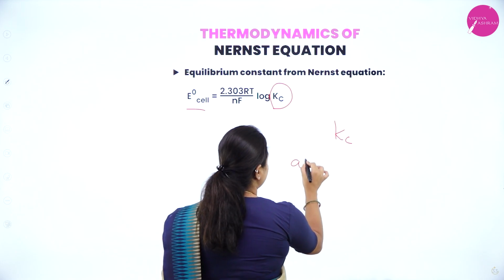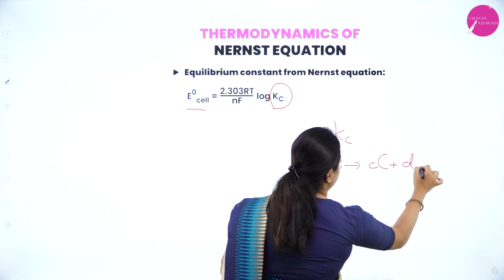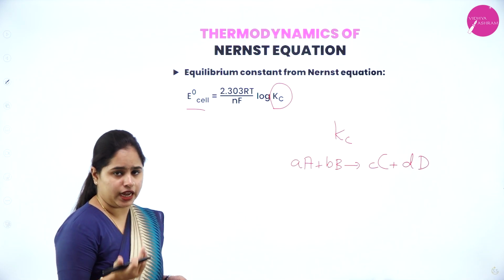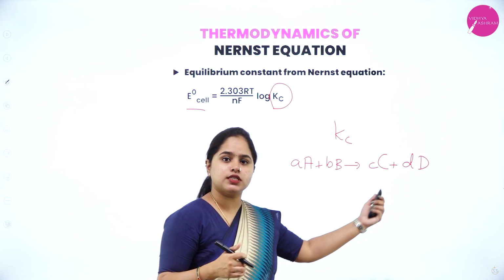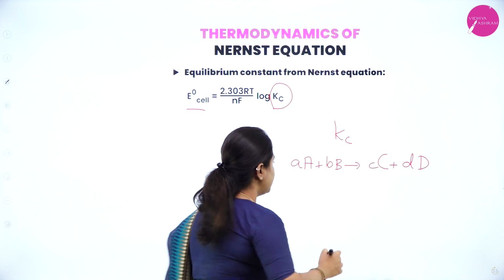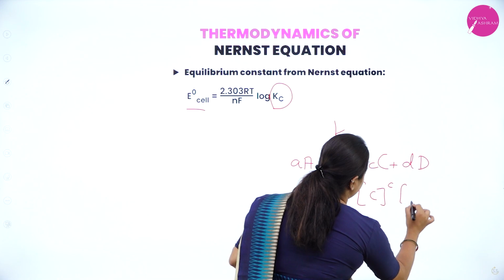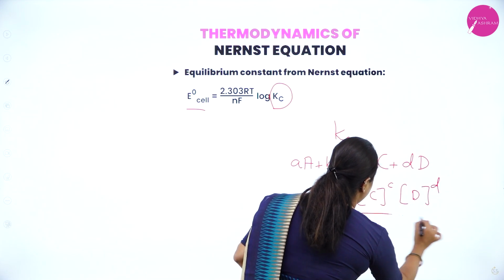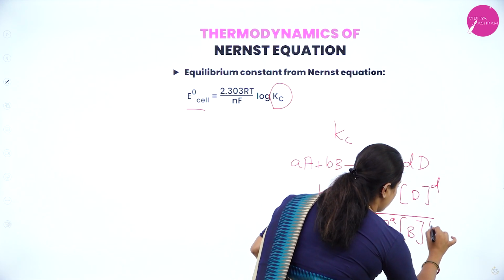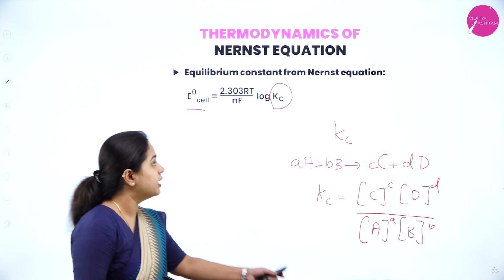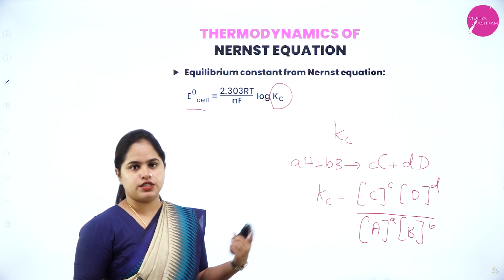So if I am considering a reaction aA plus bB giving cC plus dD, I am considering this particular reaction. That is, a moles of A, b moles of B gives c moles of C and d moles of D. Then how do you write the equilibrium constant? It is [C] raised to c into [D] raised to d divided by [A] raised to a into [B] raised to b. So this whole part is written as Kc here. Okay, so this is the equilibrium constant. This is how you calculate.